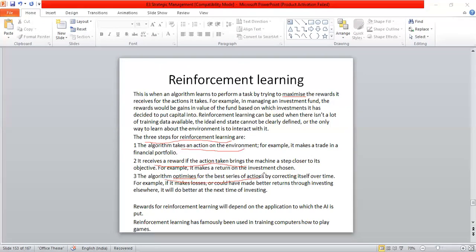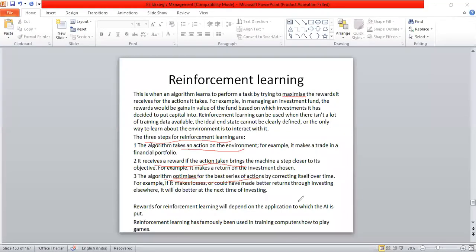So improvisation, every time it performs the task, it improvises every other time. Something we learned about continuous improvement. So it is continuous improvement of itself, of what it has performed. Rewards for reinforcement learning will depend on the application to which the AI is put. So what is the reward which is assigned for that? It again depends. Reinforcement learning has famously been used in training computers how to play games.